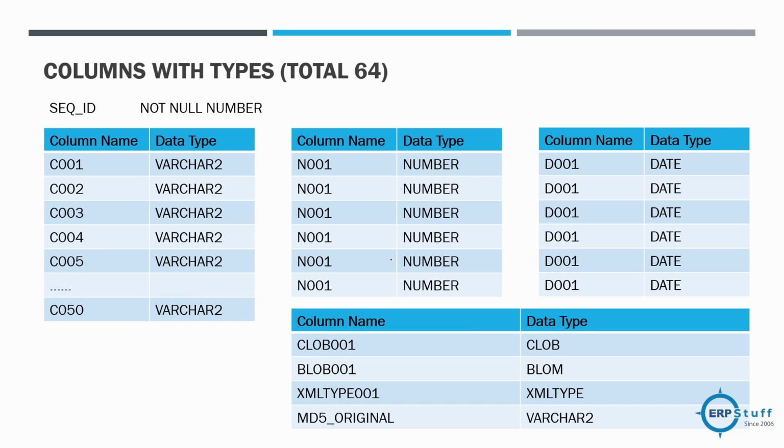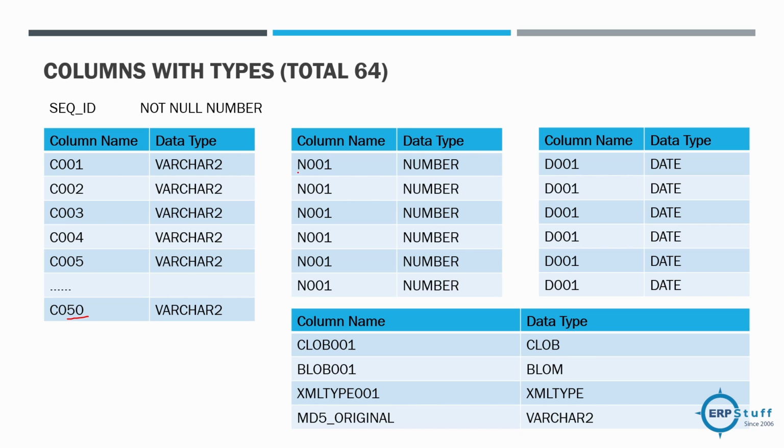I just showed these in different tables. The first column is SEQ_ID. This is a sequence number, very important. It is automatically generated, you don't need to insert it, and it will be not null for sure. Then you have this naming convention: C is for character, C001 up to C050. Maybe later Oracle will increase it, otherwise I don't know why they kept 050. These will all be varchar.